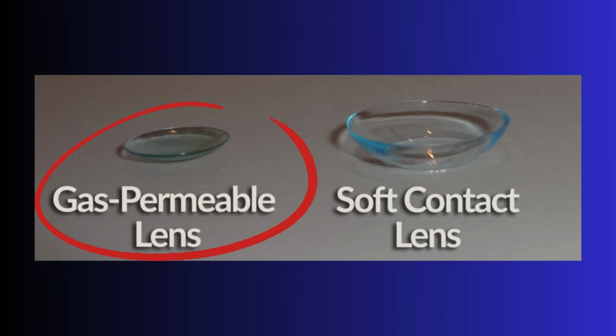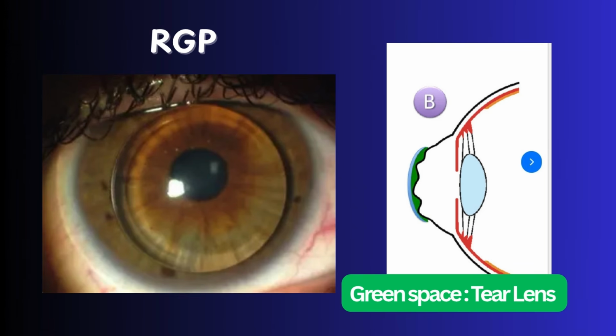They basically vault over the cornea. That means there is a space between the lens and the cornea, unlike that of the soft lenses. So, this space gets filled up with the tears, and these tears will smoothen out the effect of the irregular cornea. And therefore, RGP are the main treatment for visual rehabilitation in keratoconus.